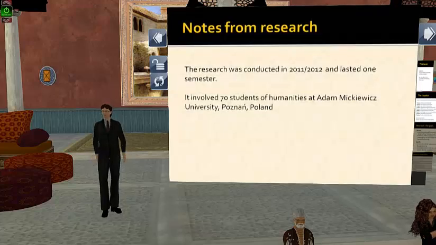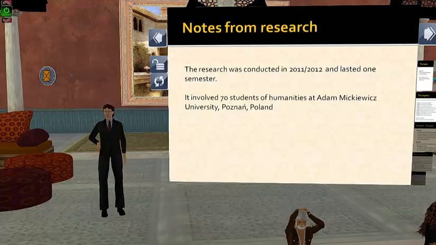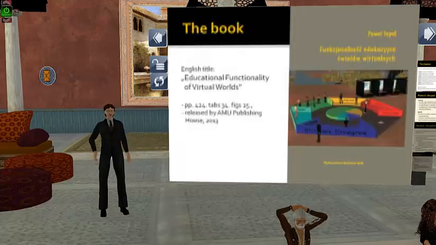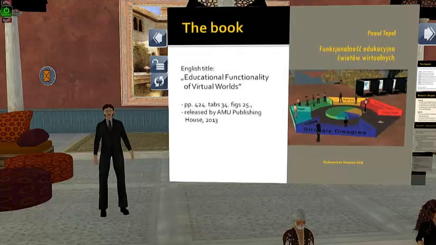So this is the short introduction, and I will be talking about the research project which I conducted in the years 2011 and 2012, an experiment that lasted one semester, which involved 70 students of humanities at Adam Mickiewicz University. Before I go to details, I will mention very shortly the book which I published last July. Its English title is Educational Functionality of Virtual Worlds, but this is the English title only because the whole book was published in Polish.